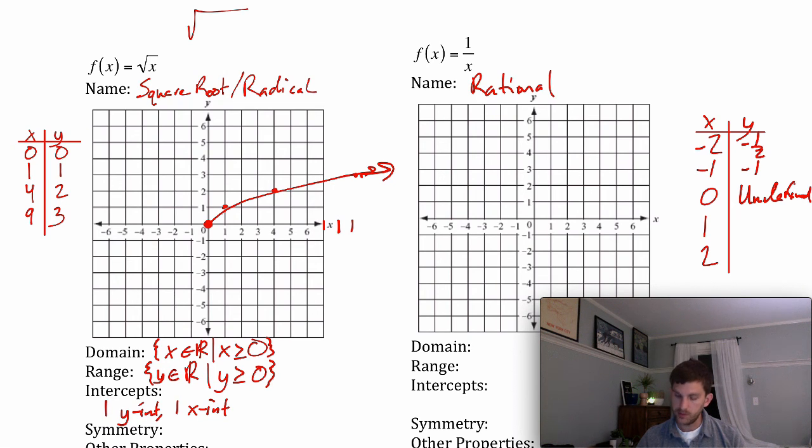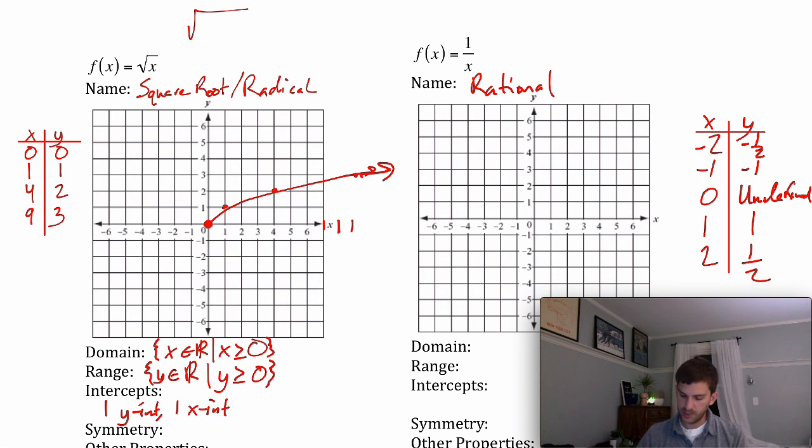Remember you can't divide anything by 0 and get a real output. So 1 divided by 0, well, how many times does 0 go into 1? Well, you keep adding 0 over and over and over, and it still doesn't get you to 1. So that's why we're leaving it as undefined. 1 divided by 1 is 1. So we have 1, and then 1 divided by 2 is 1/2.